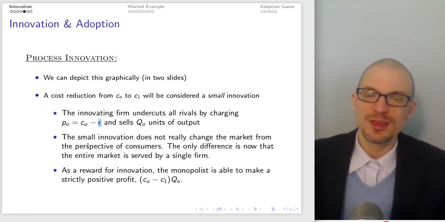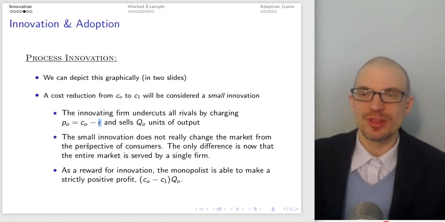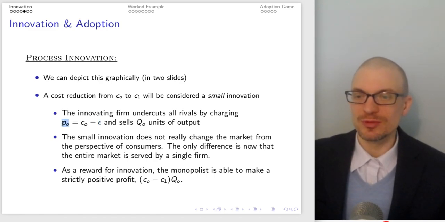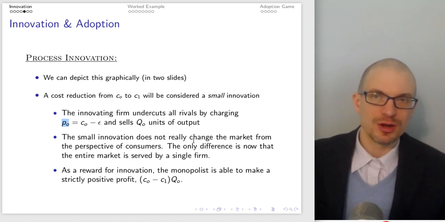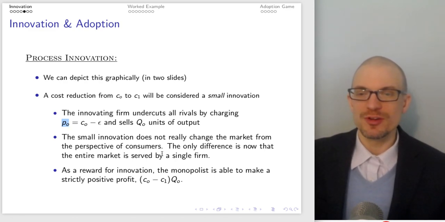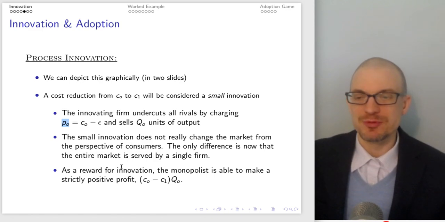This would be like a small number that's close to zero. So, if we're talking in terms of dollars, maybe this is 1 penny or something like that. So just a small amount below existing prevailing price. The small innovation, therefore, doesn't change the market from the perspective of consumers. They're effectively paying the same price for all practical purposes. The big difference now is that you've got one firm that's captured the market.